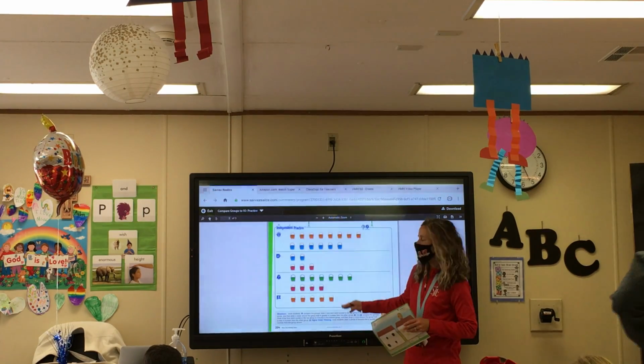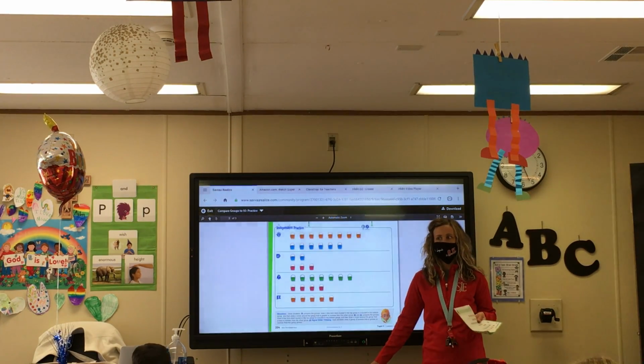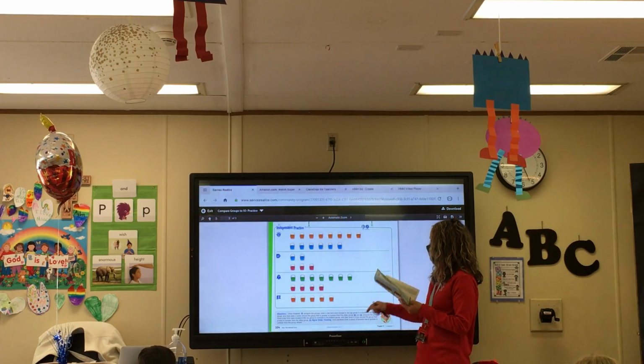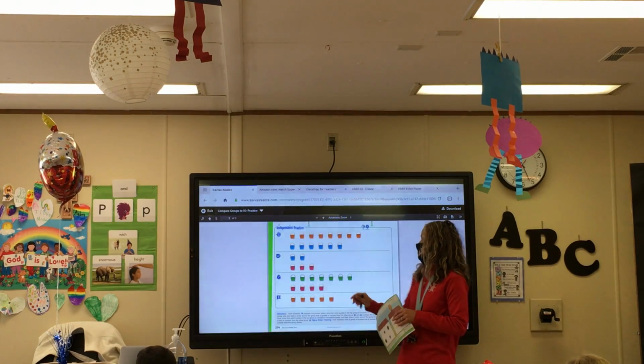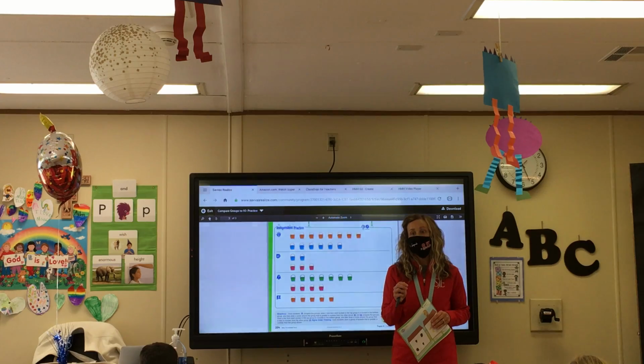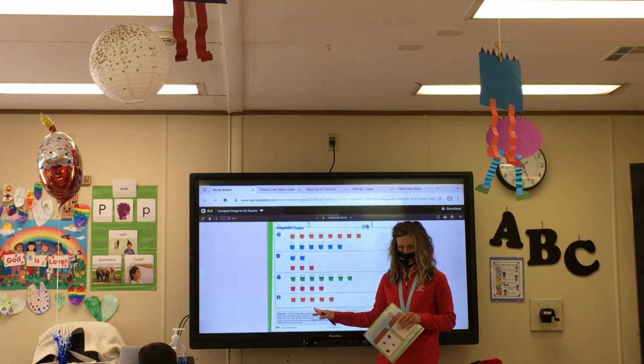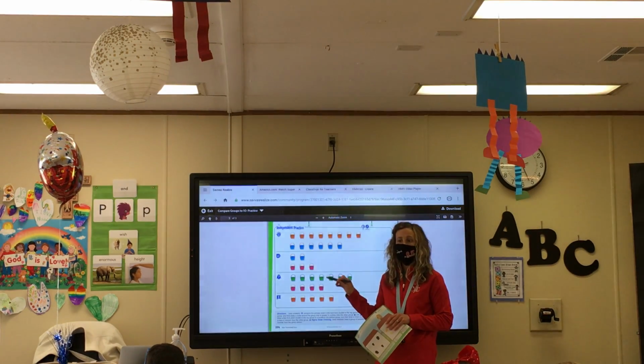Okay, so number 8, we only see orange buckets, right? Yeah. Okay, so here's what they want you to do. It says draw a group of buckets that is greater in number than the orange buckets. Okay, so you're just going to draw counters.